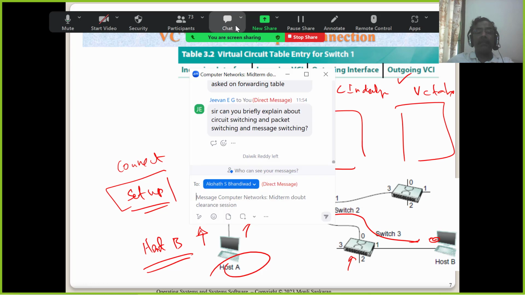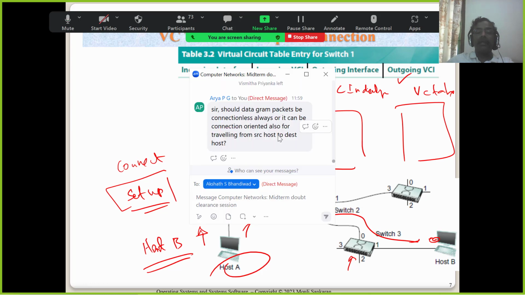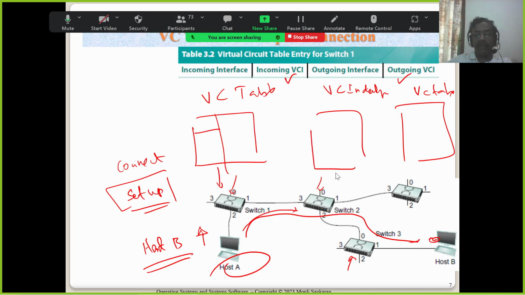What is happening in the chat? Should a datagram packet be connectionless always, or can it be otherwise for traveling from source to destination? No, a datagram means it is connectionless. So it can take any path. You are not fixing any particular path for it.